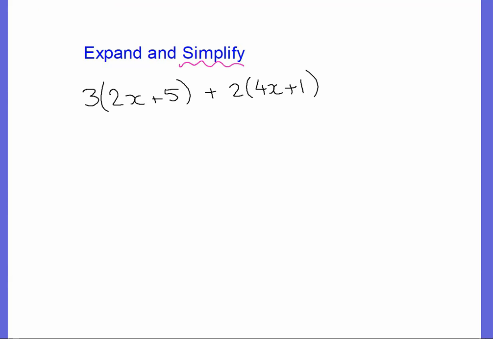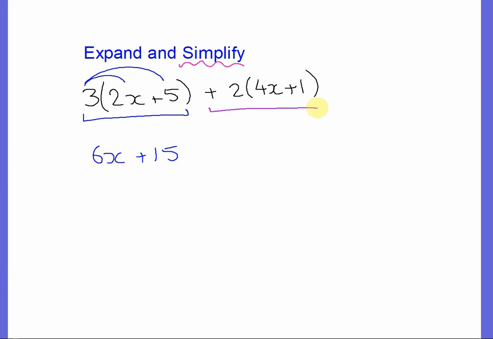Now you can see before you just had this part here, and this would have been like part B if this was part A. But what we're going to do now is do basically two at the same time. But when I say at the same time, we're still going to expand one at a time and then just put them together. So we want 3 of this bracket, so 3 lots of 2x, well that's 6x. And 3 lots of 5, well that would be a 15. So that's that bracket expanded.